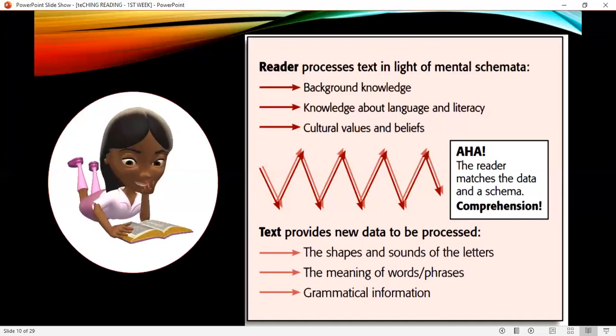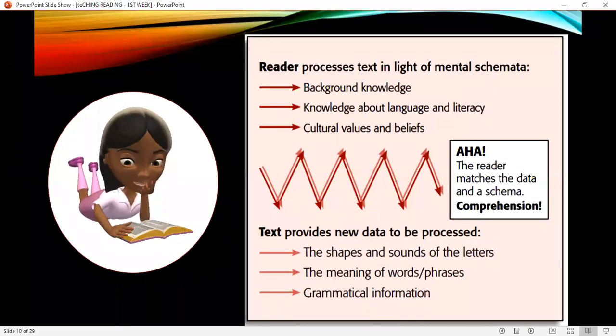So notice here, the processes, the aspects that we are going to apply when we read something. Now we are going to use the background knowledge, knowledge about language and literacy, cultural values and beliefs, and we are going to use them with what the test provides: the shape and sounds of letters, the meaning of words or phrases, and grammatical information. When we interact these two aspects, what we get is comprehension.